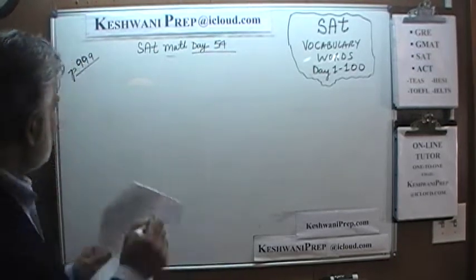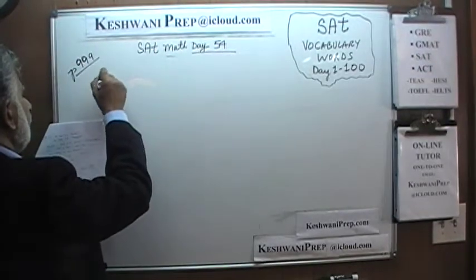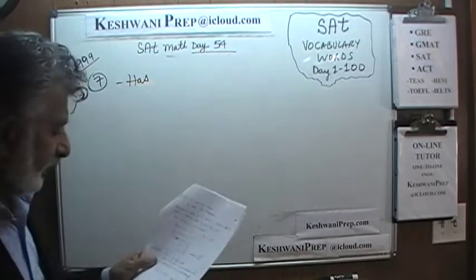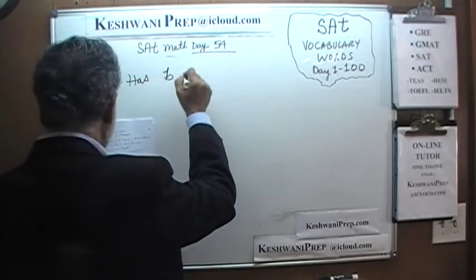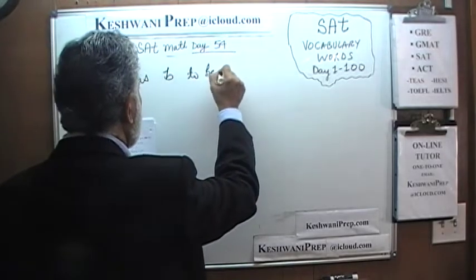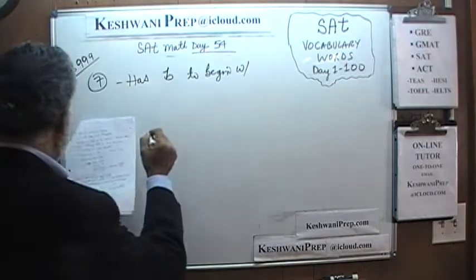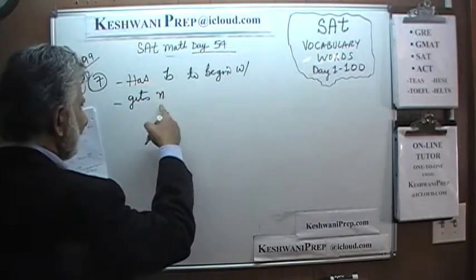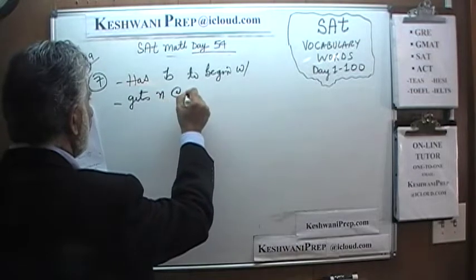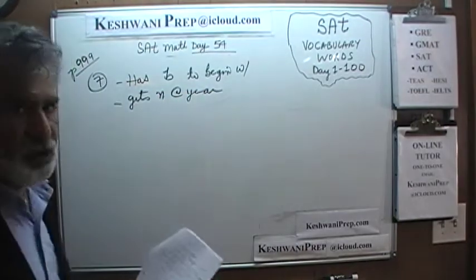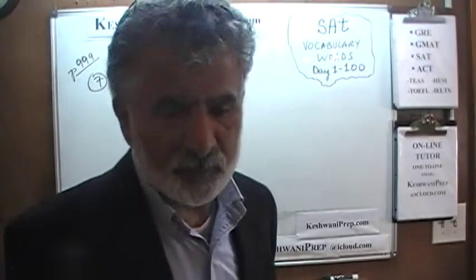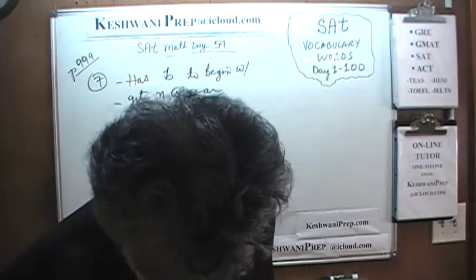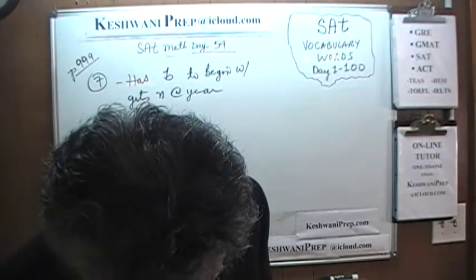Number 7, we have a committee, and we are told that the committee has B members to begin with. Then we are told that each year it gets n new members each year. Each year the committee has n new members. Whatever the committee is, I don't know what it is, but whatever it is, it doesn't matter.